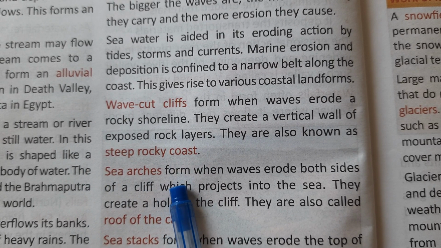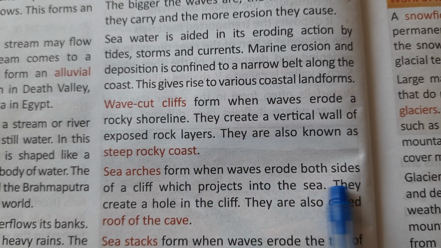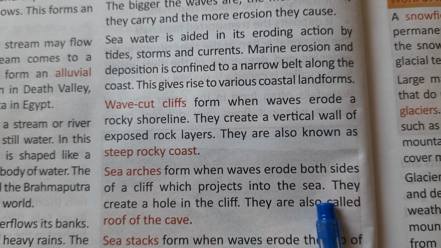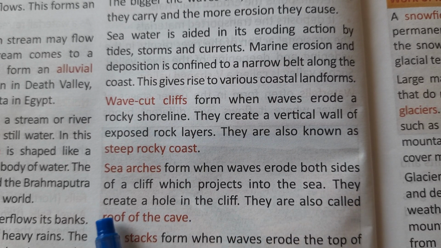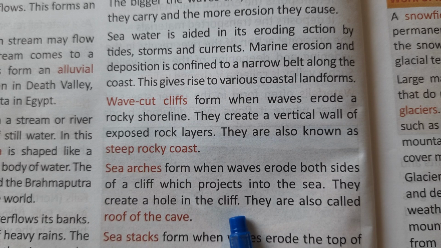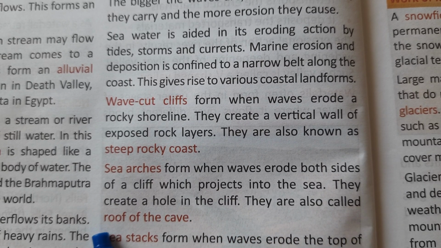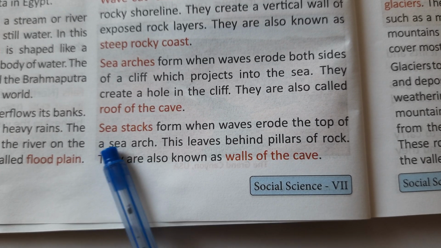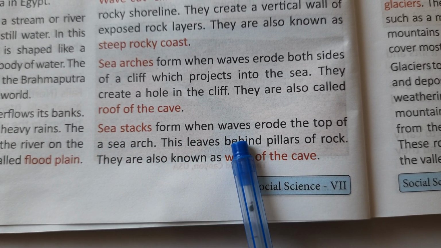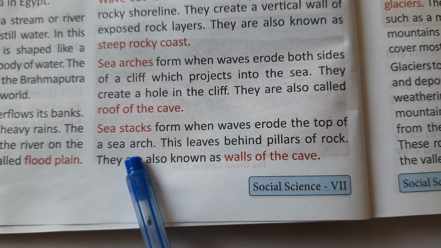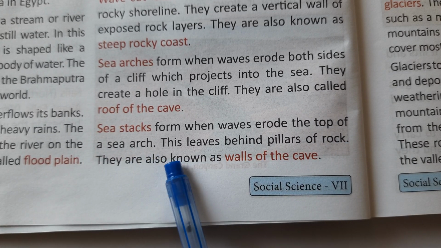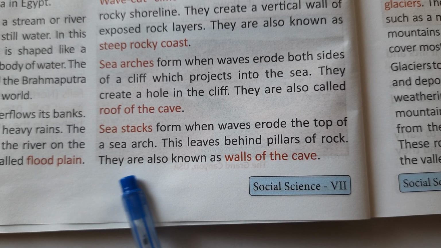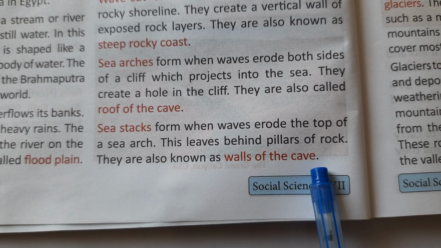Sea arches form when waves erode both sides of a cliff which projects into the sea. They create a hole in the cliff. They are also called roof of the cave. Sea stacks form when waves erode the top of a sea arch. This leaves behind pillars of rock. They are also known as walls of the cave.